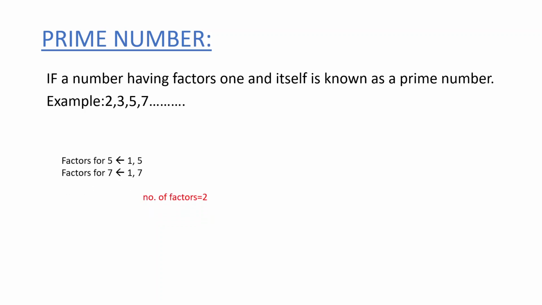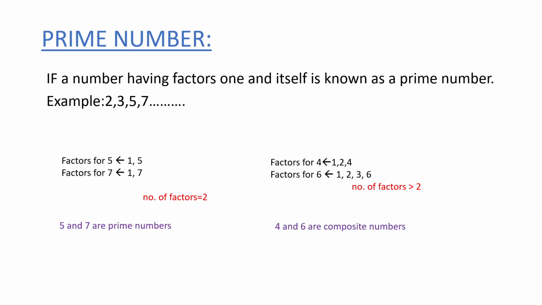Factors of 5 are 1 and 5, and factors of 7 are 1 and 7. Therefore, the number of factors of a prime number is equal to 2. And let us see some examples of a composite number. Factors of 4 are 1, 2, 4 and factors of 6 are 1, 2, 3, 6. So the number of factors of a composite number is greater than 2. Therefore, 5 and 7 are prime numbers and 4 and 6 are composite numbers.